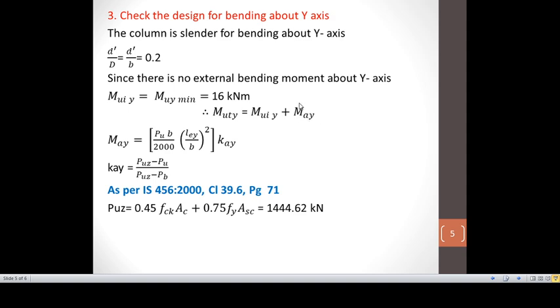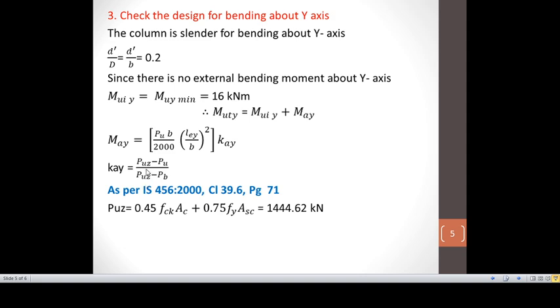As we discussed in the previous problem, this MAY is obtained from the equation given in IS 456. The equation is MAY is equal to PU B by 2000 into (LEY by B) whole square into K, where PU is the axial load, B is the breadth of the column, LEY is the effective length about the y axis, B is again breadth, and K is the reduction factor.